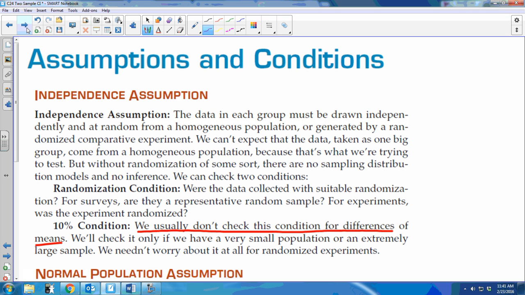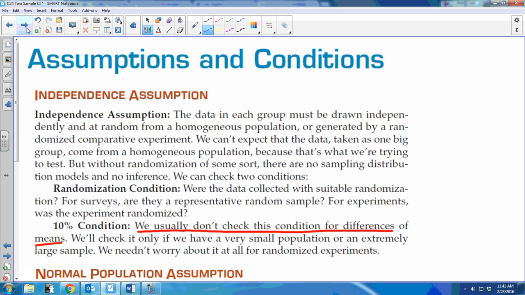Randomization. Was randomization employed somehow? Did they do something to randomly assign people to groups? If not, is it a good representation of people in those groups? 10%. It says we usually don't check this condition for differences of means.